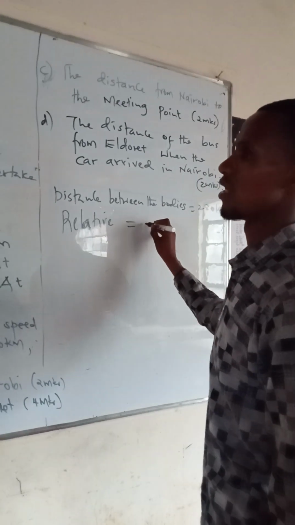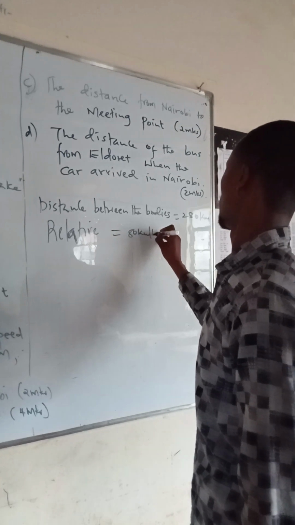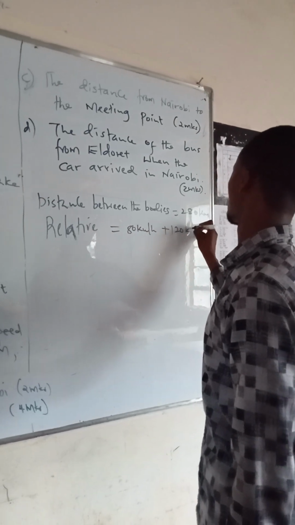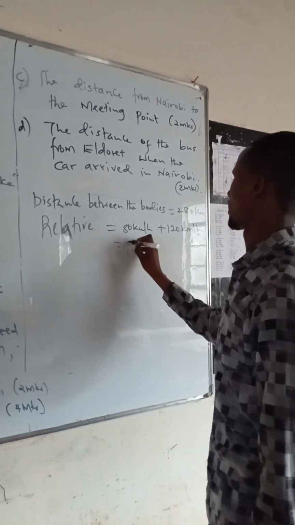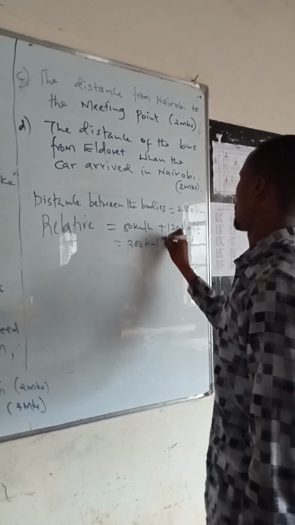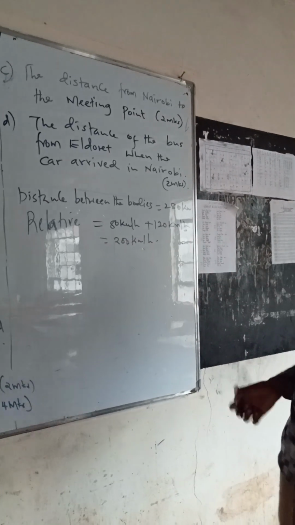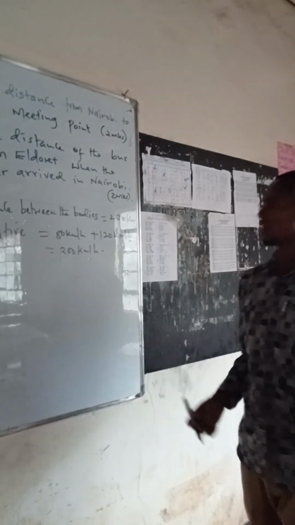That will give us 200 kilometers. So it is 80 kilometers per hour plus 120 kilometers per hour, which will give us 200 kilometers per hour. So that is the relative speed. The reason is that all of them are contributing to bridge the distance.